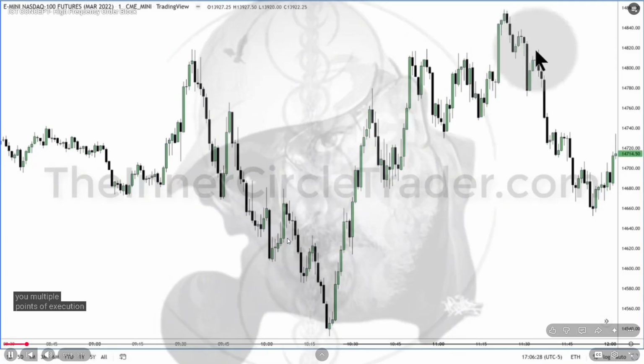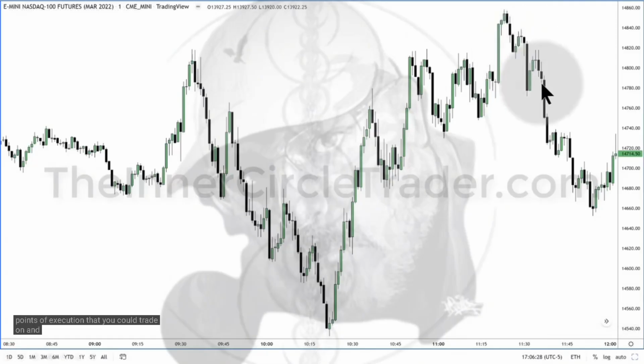Points of execution that you could trade on. See these 2 candles here? That's 1 consecutive bearish order block. The opening price, extended out in time. Why is this a good bearish order block? Because it has that gap, and it's taken liquidity. And there's a market structure shift. There's your high frequency, high power, high probability bearish order block.